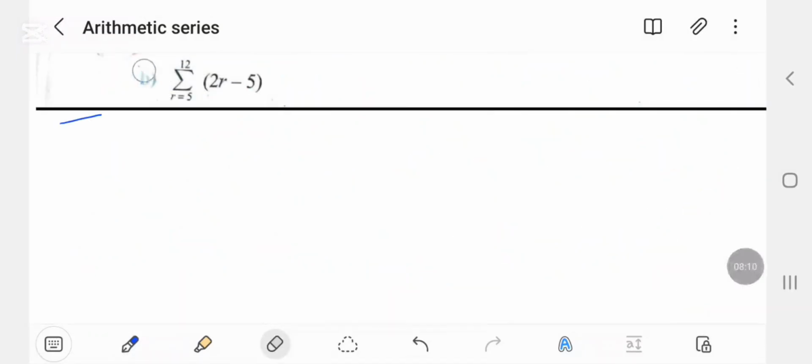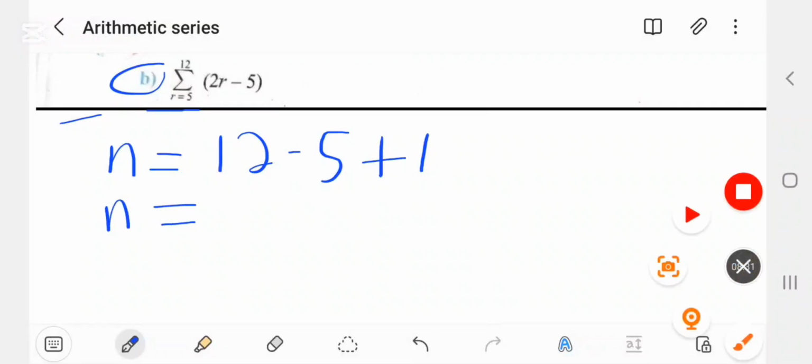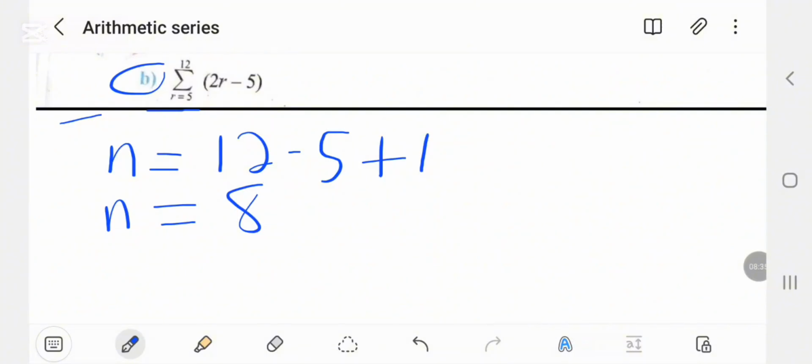Then in B, we have B. B is slightly different, okay? Because this r here starts from 5. So the number of terms now has to be 12 minus 5 plus 1. N is equals to 12 minus 5 plus 1, which is 8. So now the number of terms is 8.